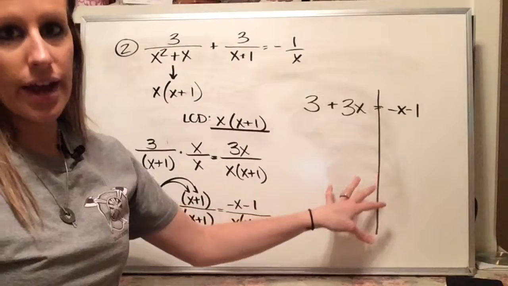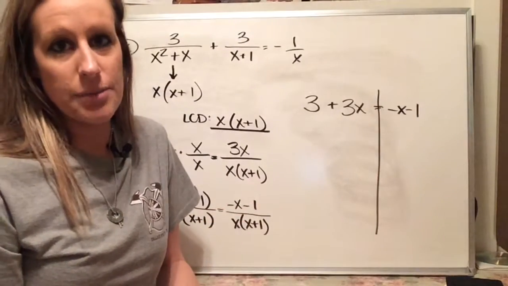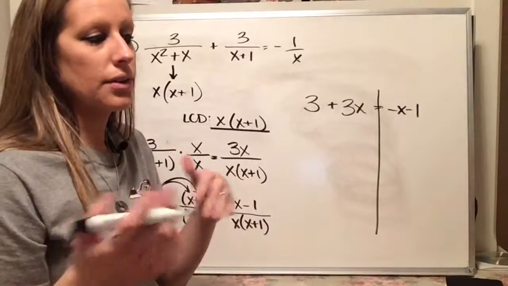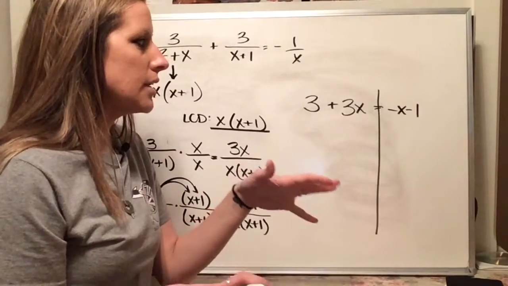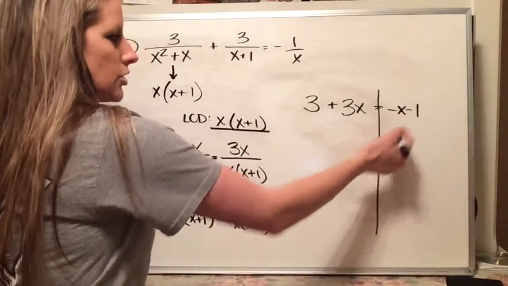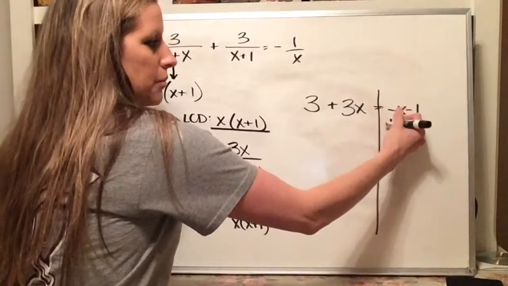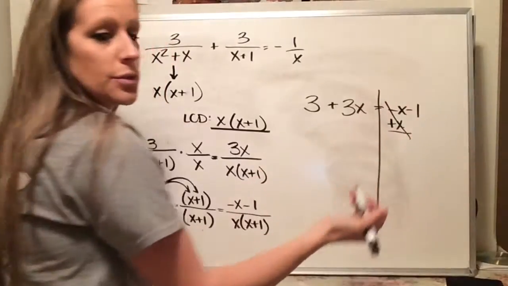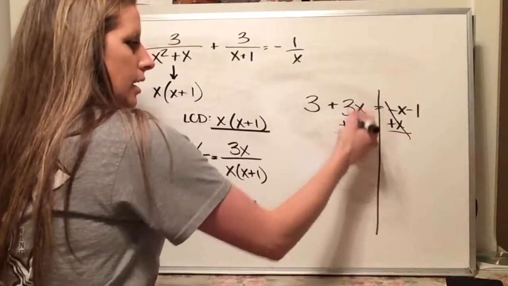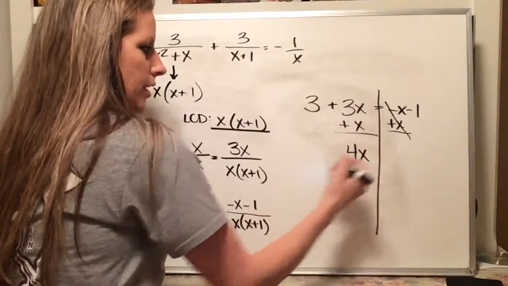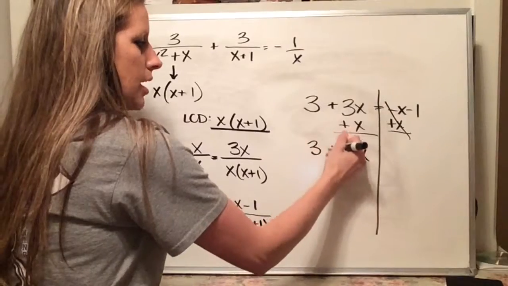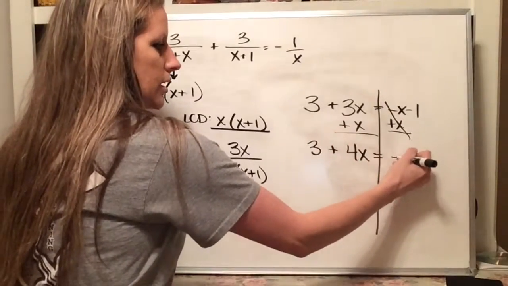So if we solve this for x, we need all of our x's on the same side. It doesn't matter if all my x's are on the right or if they're on the left, but they need to be on the same side. So let's just try moving it to the left. I'm going to add my x. You always want to do the opposite. So add x to both sides, and I get 4x over here. And I'm going to bring everything else down. 3 plus 4x equals -1.